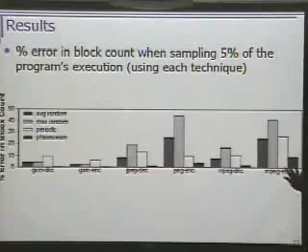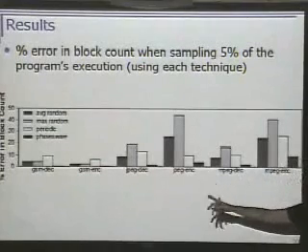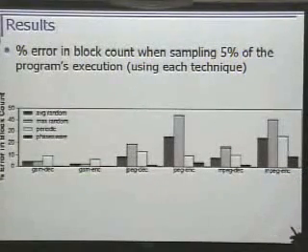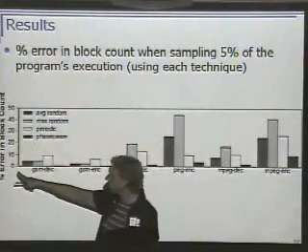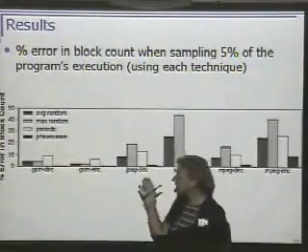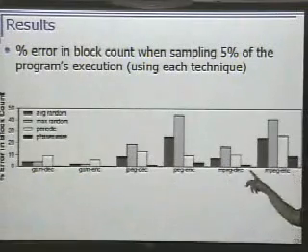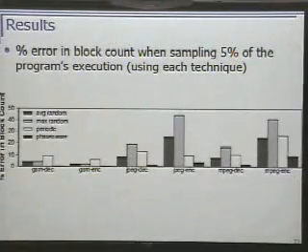Now let's say you just want to sample 5% of the program, no more. This is just a different way of looking at it. I just wanted you to see how the performance varies over benchmarks, with 5% of the program being sampled. This is the percentage error in block count again, and these are the different benchmarks. In all cases, phase profiling does very well, and MPEG is a little bit higher.